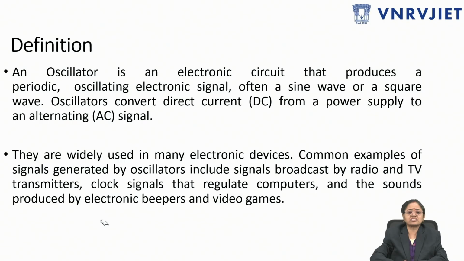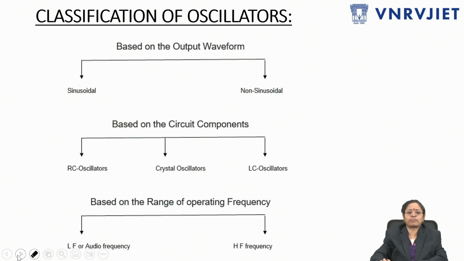Common examples of signals generated by oscillators include signals broadcast by radio and TV transmitters, clock signals in computers, and sound produced by electronic beepers and video games. Other than that, we have a number of oscillator applications.